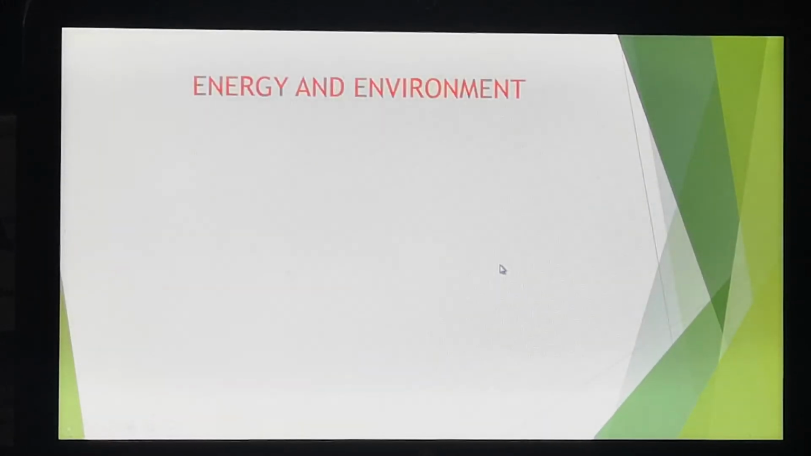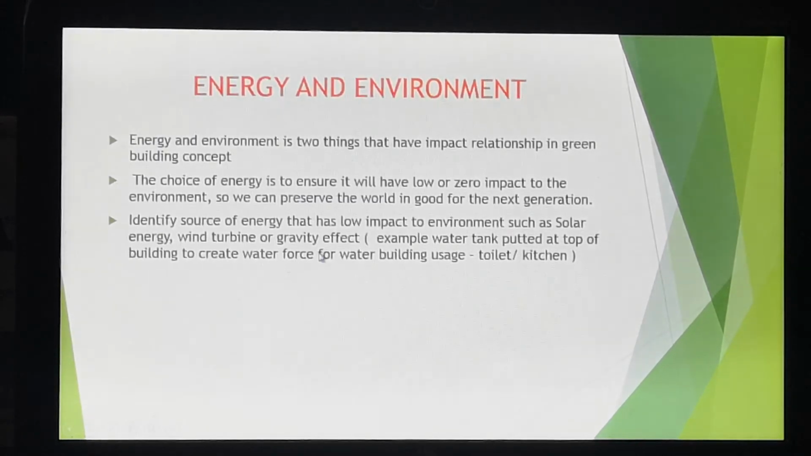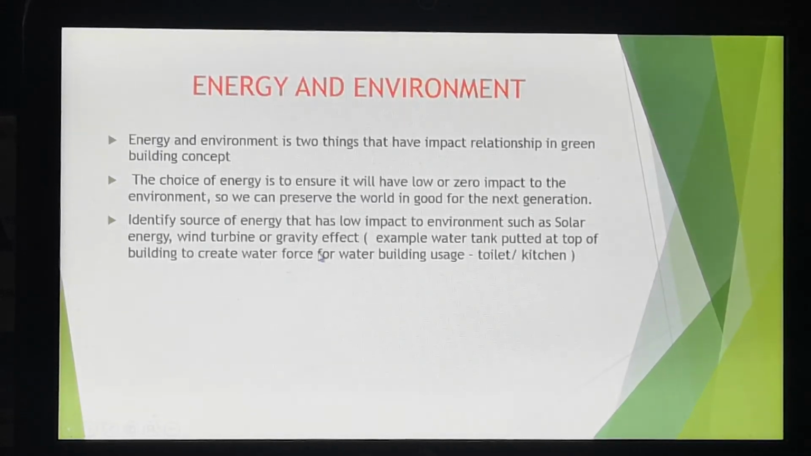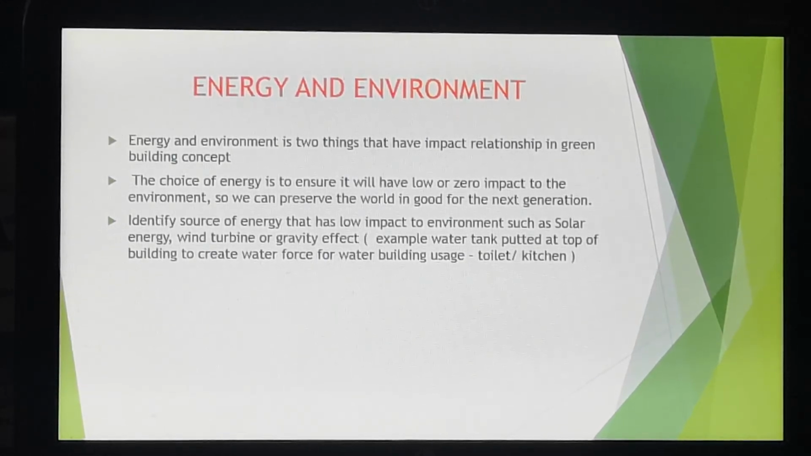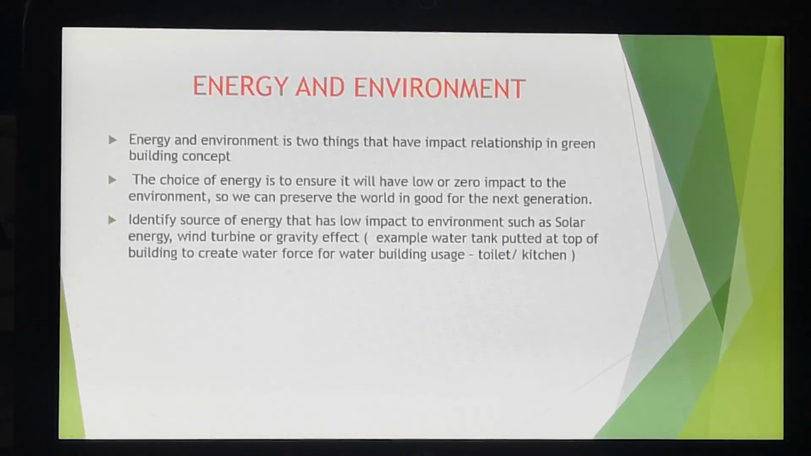So the next principle is about energy and environment. We know that energy and environment are two things that have an impact relationship in the green building concept. If we use more energy without using a wise type of energy, it will have consequences for our environment. So the choice of energy is to ensure it will have low or zero impact on the environment. Because of that, we can preserve the world in good condition for the next generations.